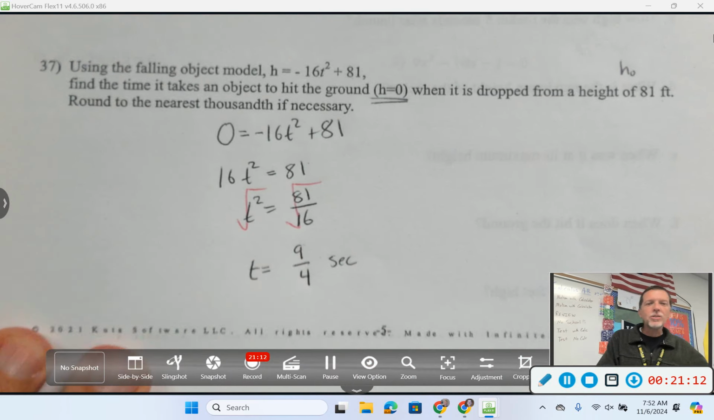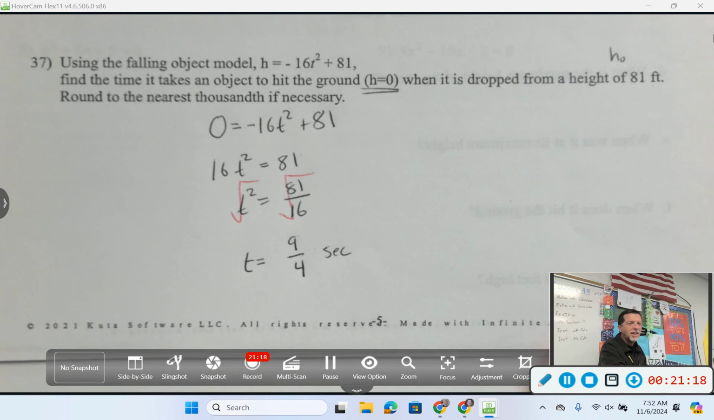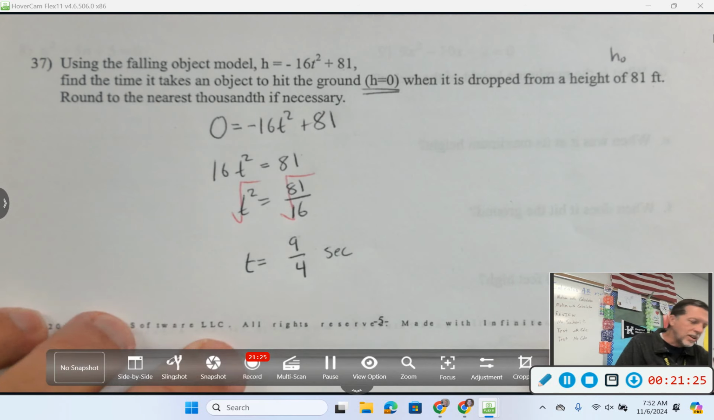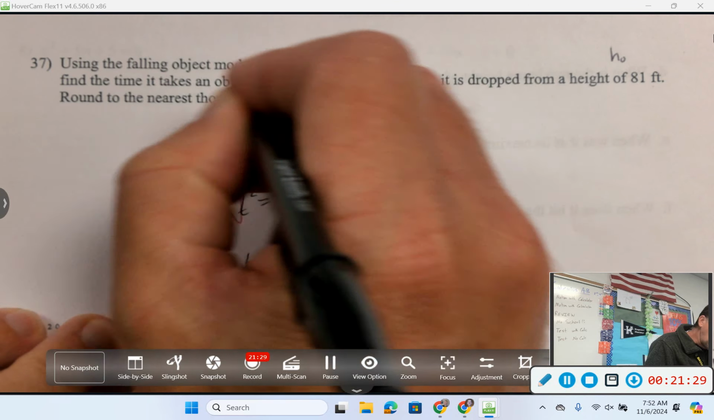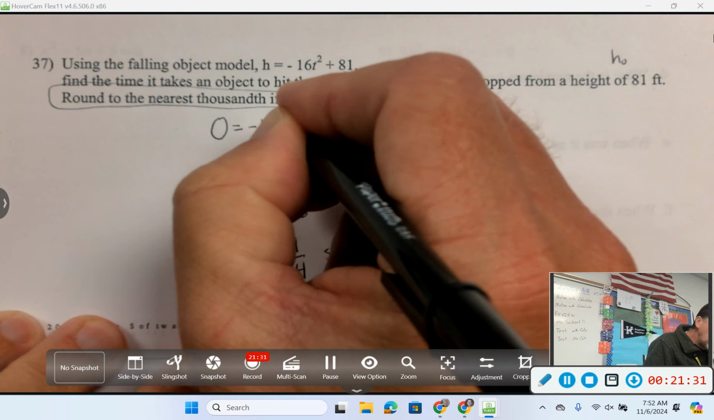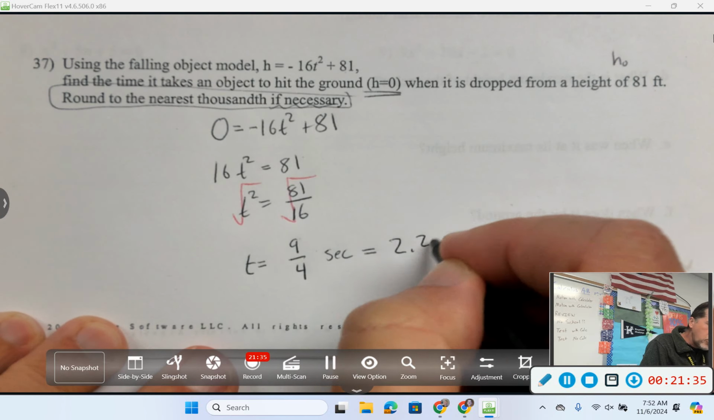Okay, Ryan, I wasn't ignoring you. You said you got 2.25. Yes. Where'd that come from? I did 81 divided by 16 and took the square root of that. And that's fine, for a couple reasons. One is you have a calculator, so you're welcome to use it. The other thing is it says round to the nearest thousandth, if necessary, but you've got a calculator, so I'm okay with 9/4 or 2.25.